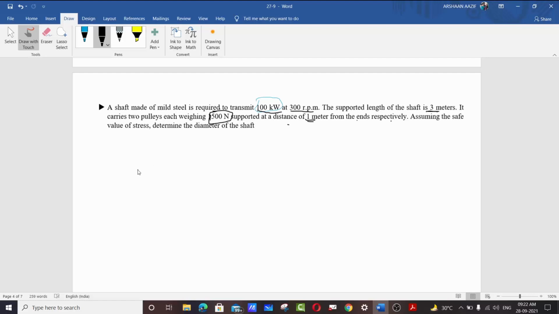So we have a shaft here. This is 3 meters, and the ends are supported. Now from this end at a distance of 1 meter there is a pulley. So this is 1 meter, this is 1 meter, and we have a pulley here. This will be the load acting due to the pulley.